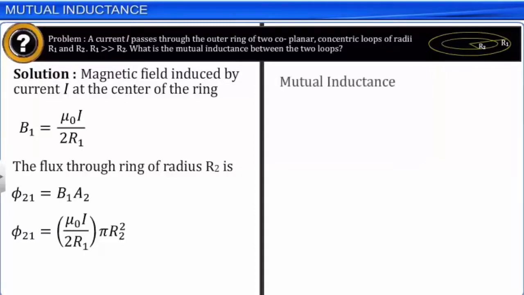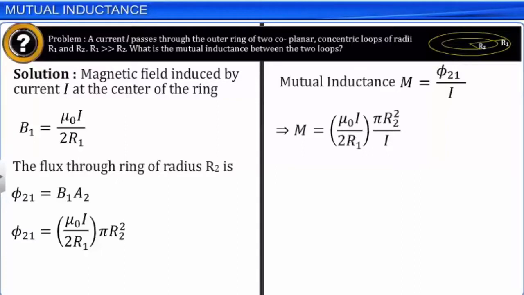Mutual inductance M is given by Phi21 by I. On substituting the value of Phi21 and simplifying, we get the value of mutual inductance as mu naught pi R2 square by 2R1.